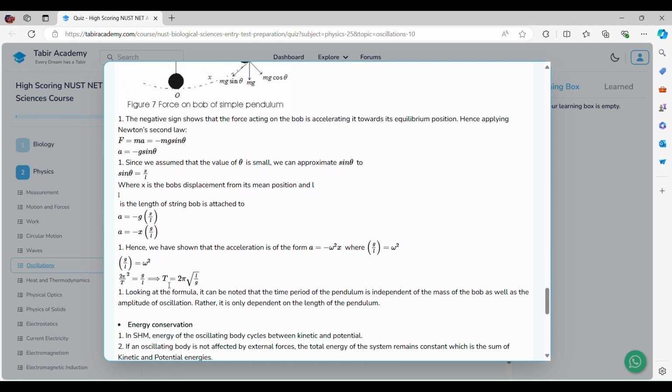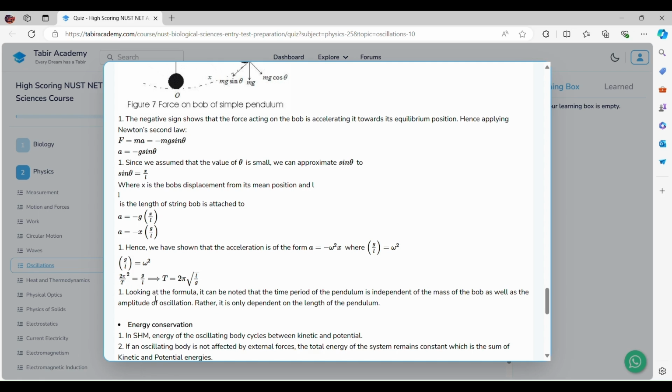Hence, we have shown that the acceleration is of the form a equals negative omega square x, where g over L equals omega square. G over L equals omega square, (2 pi over T) square equals g over L, which gives T equals 2 pi under root L over g.